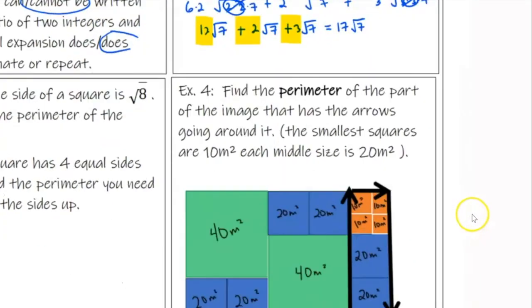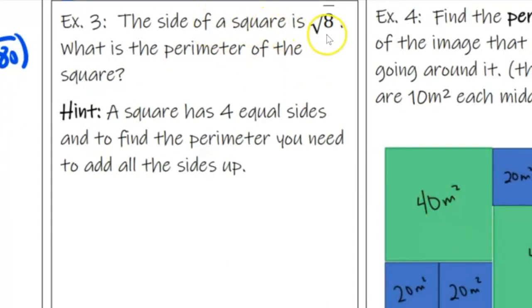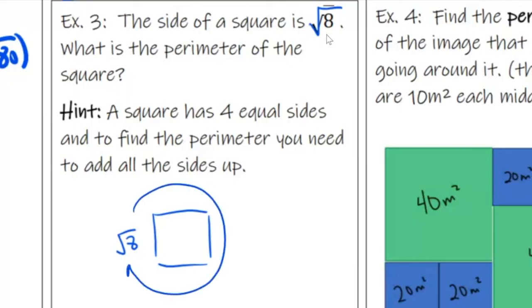All right, so what I want you to do is you're going to do these 2 questions. I'm going to get you started. The side of the square is radical 8. Again, go ahead and do that. So here is a square just for visual representation. This is radical 8. And I'm looking for the perimeter, so I'm going all the way around. So how many radical 8s are there? There are 4 radical 8s, right?